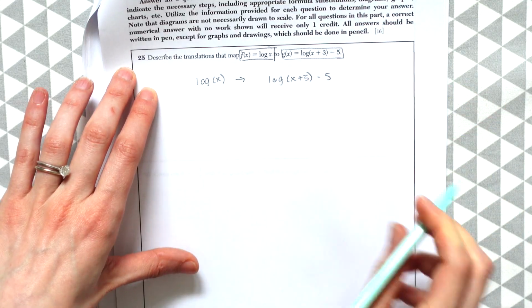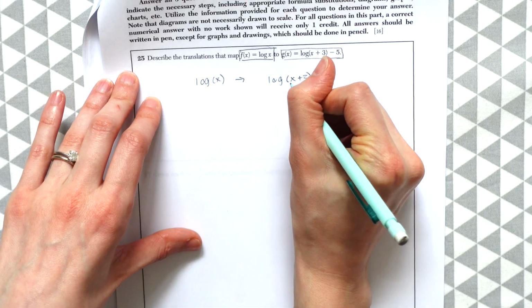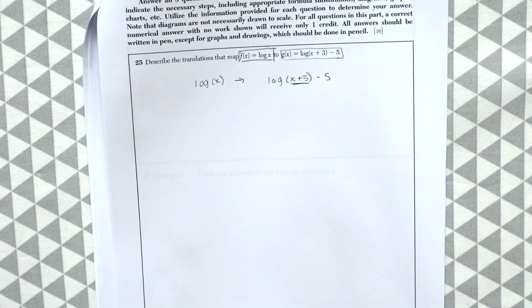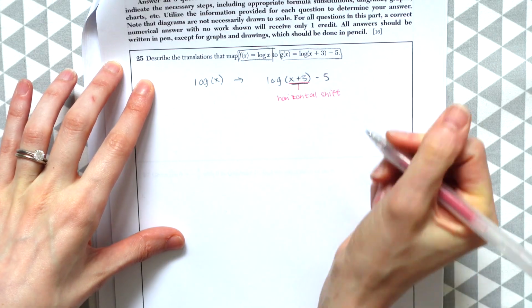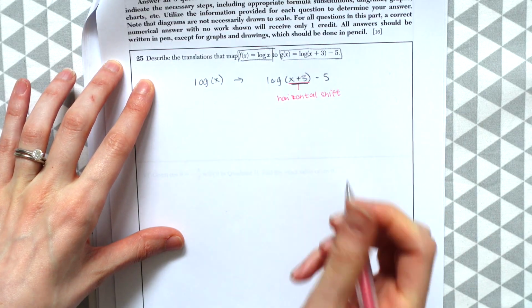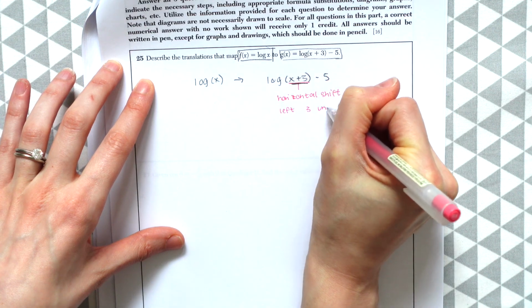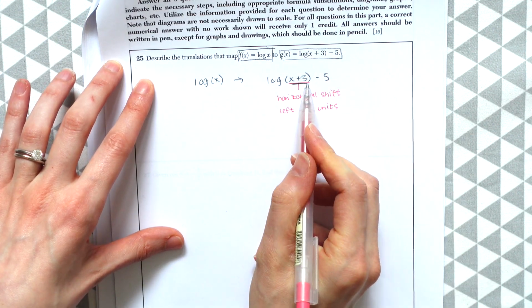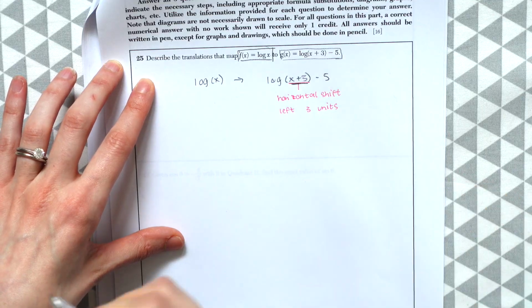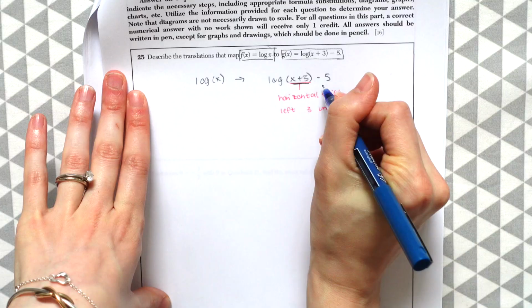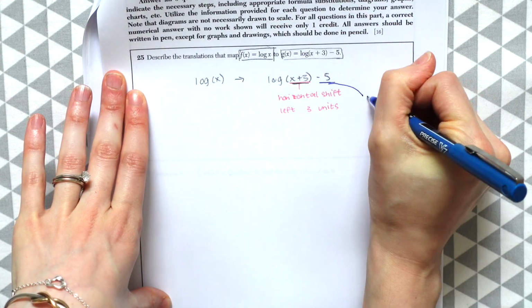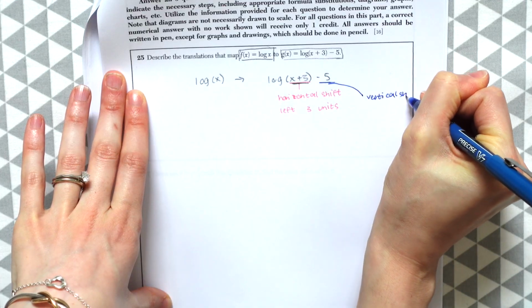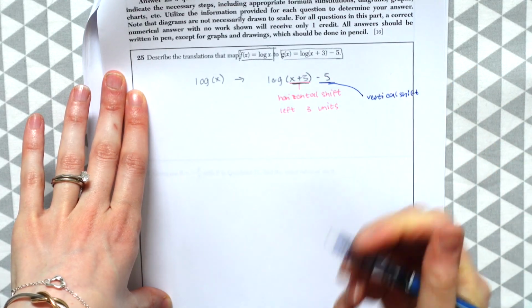So what's the difference here? We have this horizontal shift where we're going left 3 units. The sign is positive, so we know we're going to the left. We're always going to do the opposite when it comes to the horizontal shifts. We also subtracted this 5, so we are doing a vertical shift down 5 units because we're subtracting.